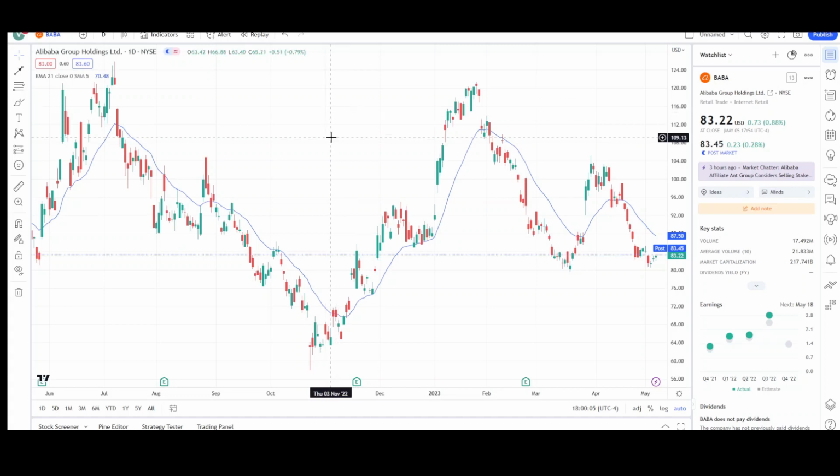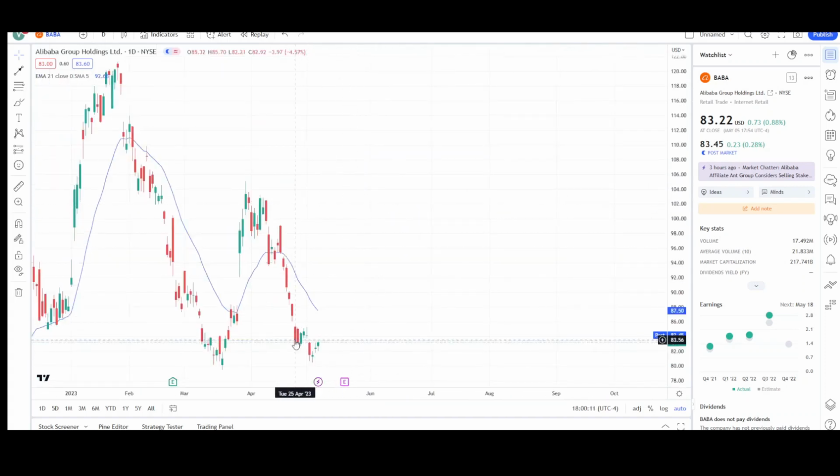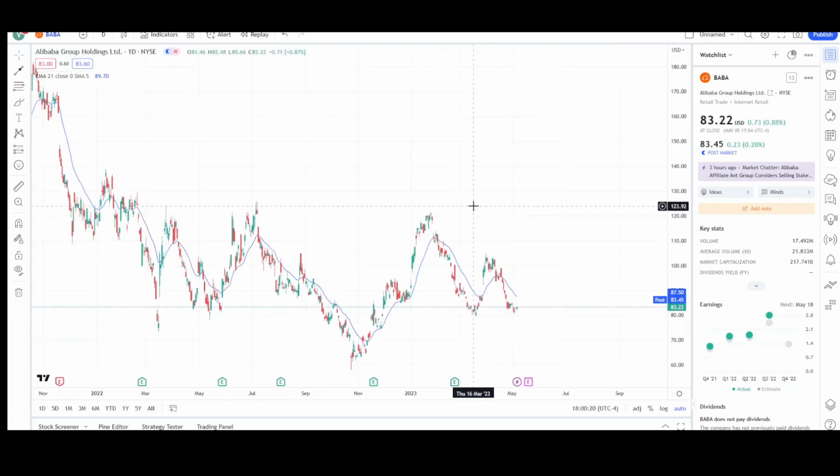So here we have the daily chart for BABA with the 21 bar EMA. Looks like prices kind of did nothing for the past week. It did drop down a little bit, got a little bounce up, so it's just a little sideways trading over here. So not a big move.